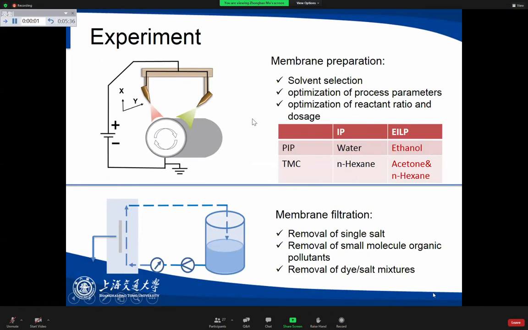In our experiment, the PIP was dissolved in ethanol, and the TMC was dissolved in a hexane and acetone mixed solution. And they were electrosprayed to make the membrane. The electrospray process parameters and the monomer ratio dosage were mapped, and the filtration performance of the best membrane was evaluated by salt rejection and flux.